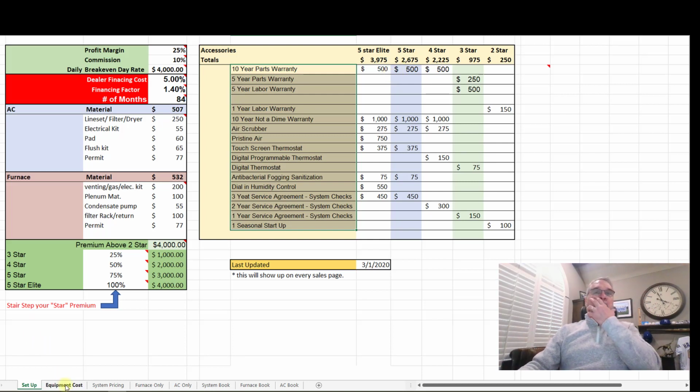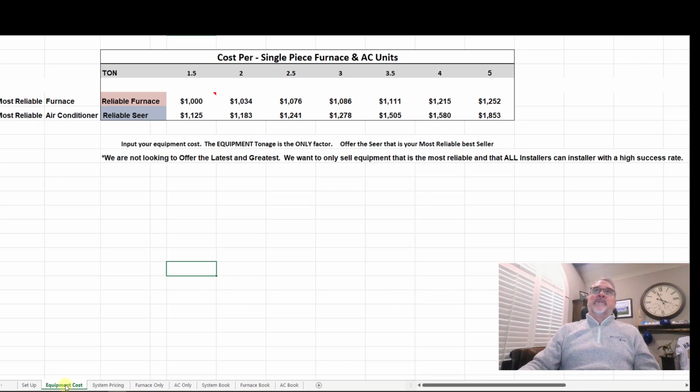So then the equipment cost is the next thing. I'm a big fan of buying equipment that has been on the market for at least 3 years. I am not a big fan of buying equipment that is just coming on the market, because it hasn't been tested yet. I don't want to be anybody's test dummy, and I don't want us to be test dummies. I want to put in old reliable, and that's what we're going to give our customers.